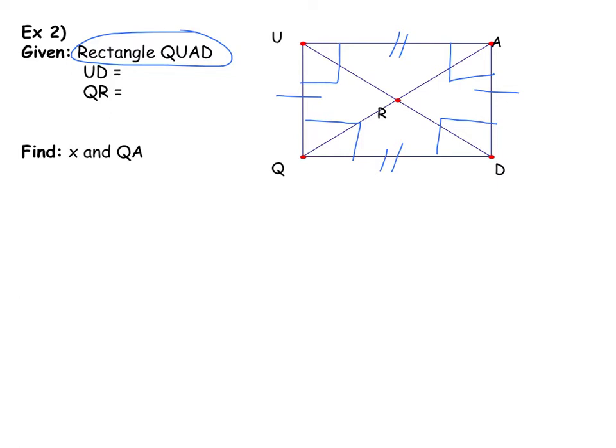What else is important? Well, in a rectangle, the diagonals intersect each other in such a way that they actually bisect each other. So every single portion or piece of these diagonals is the same length. That's crucial.